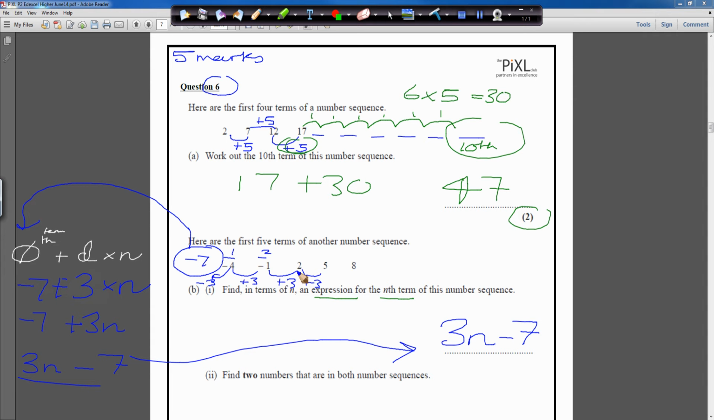So that's first, second, third, fourth. That's the 5th term. n is equal to 5. Let's quickly put it in here. 3 times 5 is 15. 15 take away 7 is 8. And it is 8. Lovely. The formula works. I'm happy with that.